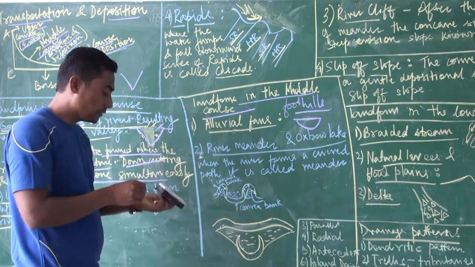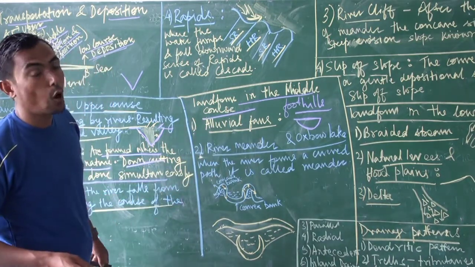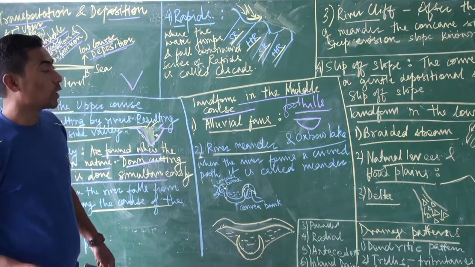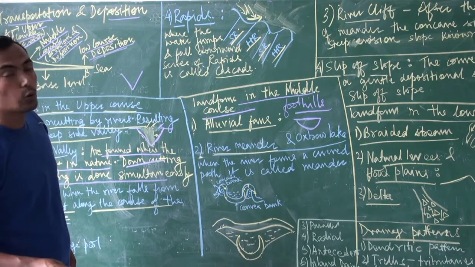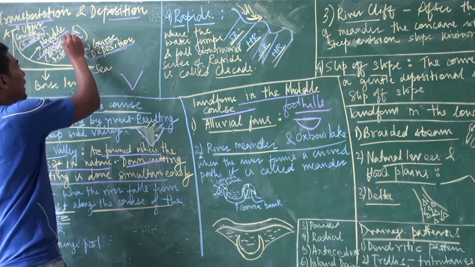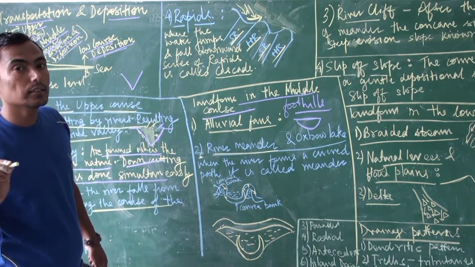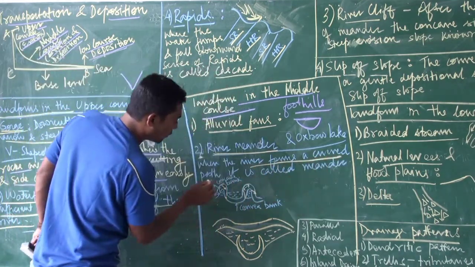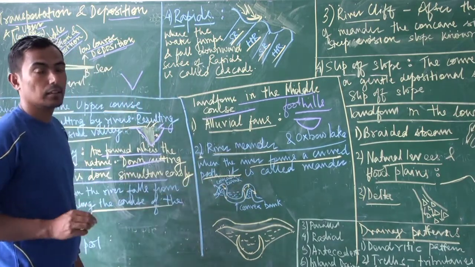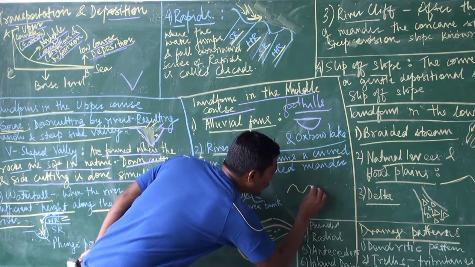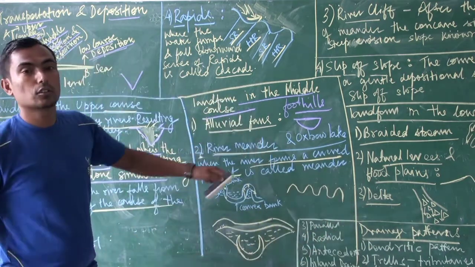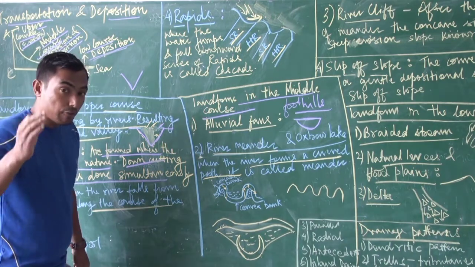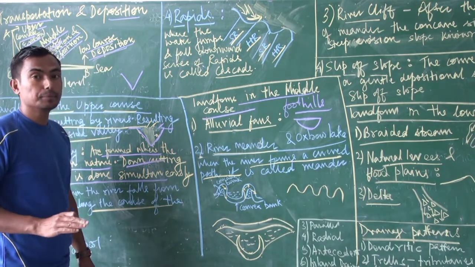Next, river meander and the oxbow lake. Now, first, what is a river meander? Whenever, especially in the middle course, where erosion and deposition take place simultaneously, the river forms a curved path. The river forming a curved path is called a meander. Clear?